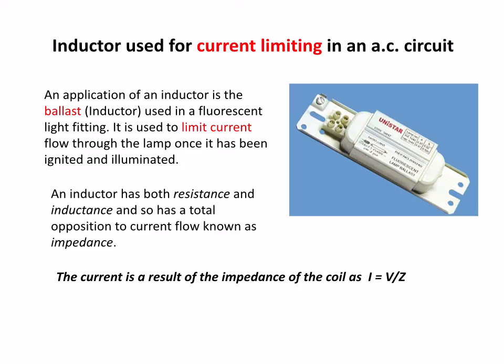We can use inductors in all types of circuits. One of the most common is in a fluorescent lamp circuit, where it's used as the ballast. You'll hear it referred to as a ballast, and it limits the current once the lamp has struck. Inside the ballast will be a coil that has inductance and resistance, and they come together. We'll see that a little bit later, and they'll be known as impedance, the total opposition to the current. So the actual current flowing is going to be V divided by Z, voltage divided by the impedance.